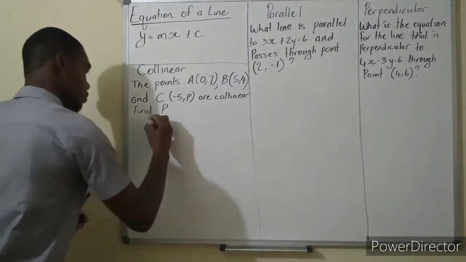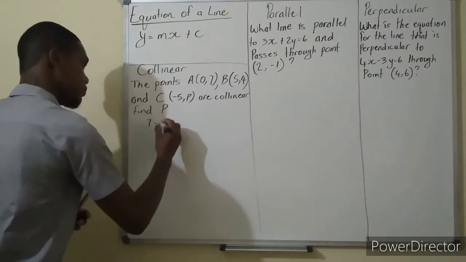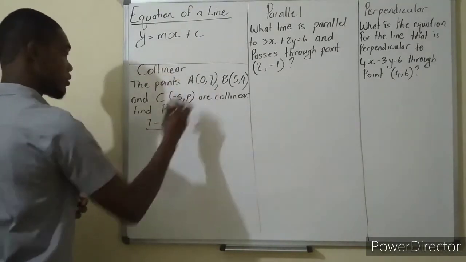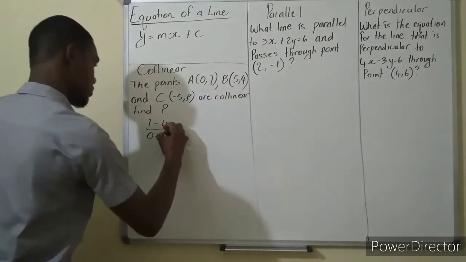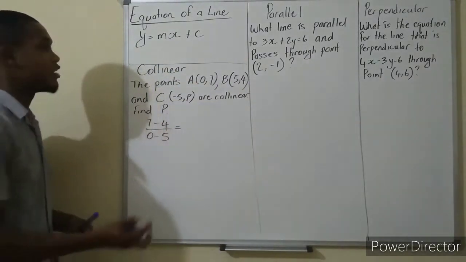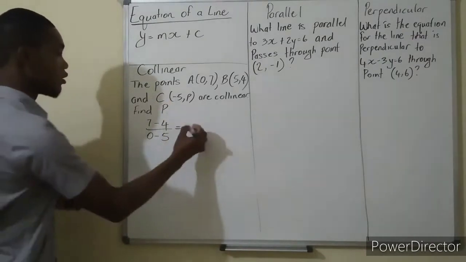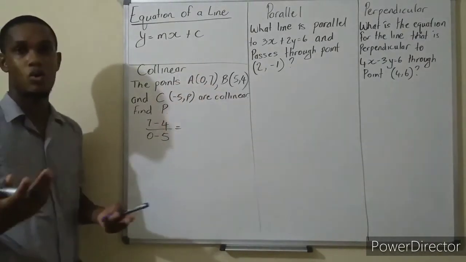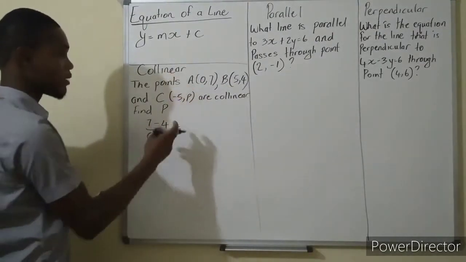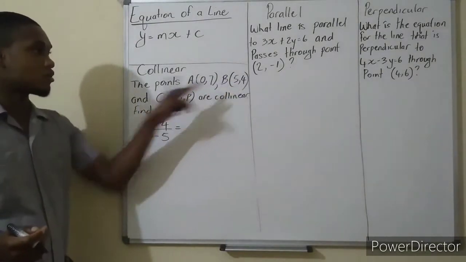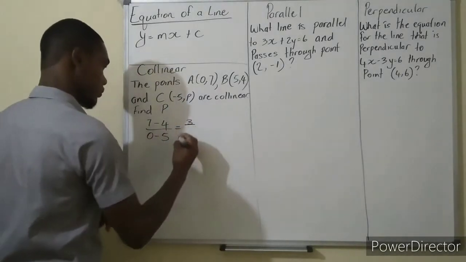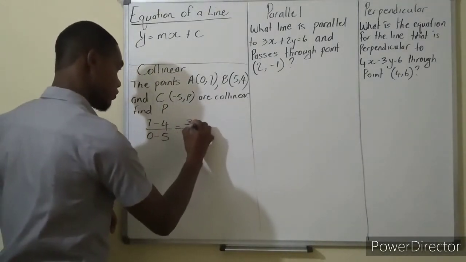So it's y2 minus y1 over x2 minus x1. You choose the two points whose values you know, and you'll find the gradient from those. So it's y1 minus y2, that's 7 minus 4, and x1 minus x2, so 0 minus 5. So 7 minus 4 gives you 3, and 0 minus 5 gives you negative 5.